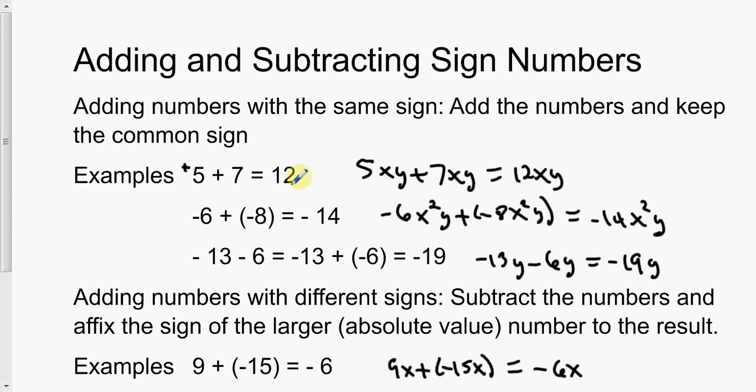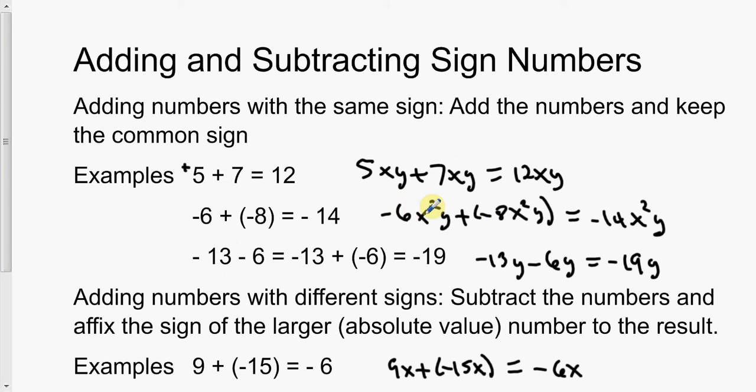Now, if these were variable expressions, then the same idea is applied. When I'm adding monomials and they're like terms, that means they have the same variable expression, x times y for example. Just add the coefficients and keep the common variable expression, 12xy. All I did was take these arithmetic terms and put them in conjunction with algebraic terms, and you do the same thing.